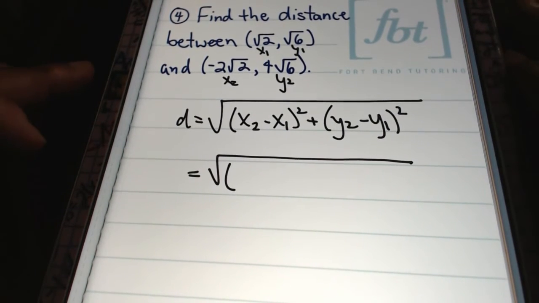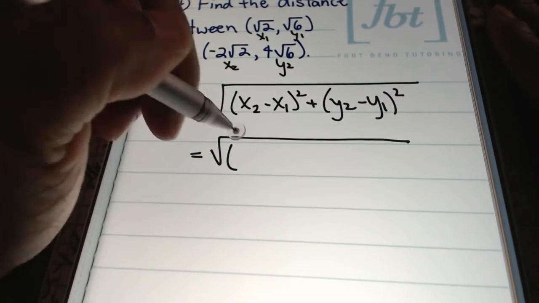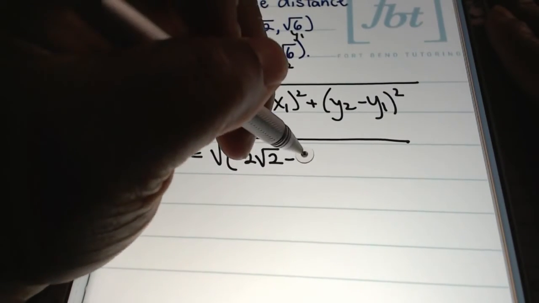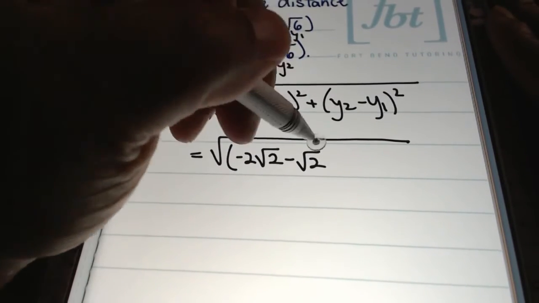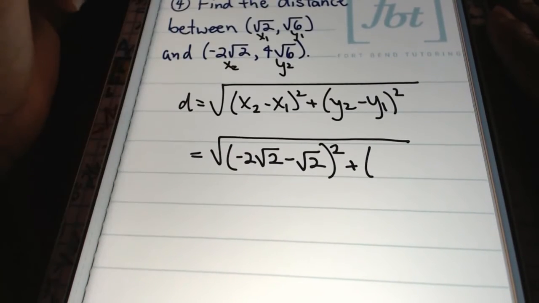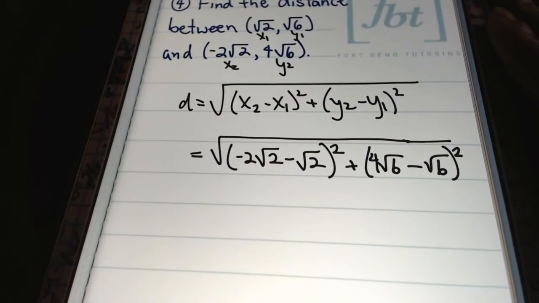So that being the case, let's plug in some values, shall we? We have x2 being our negative 2 square root of 2 here, minus our x1 value, which happens to be the square root of 2. That's going to be squared, plus our y2 value is 4 times the square root of 6, minus our y1 value, the square root of 6 here. There we go. That result will be squared.